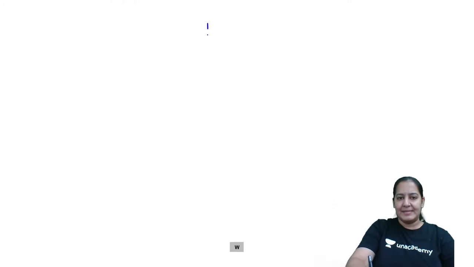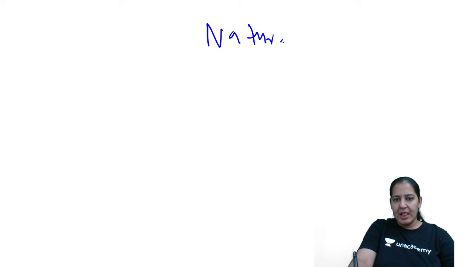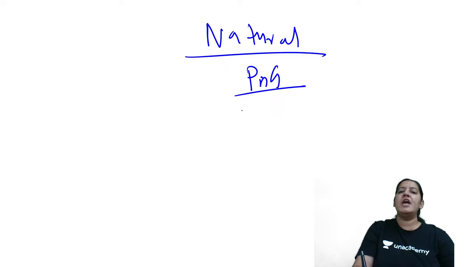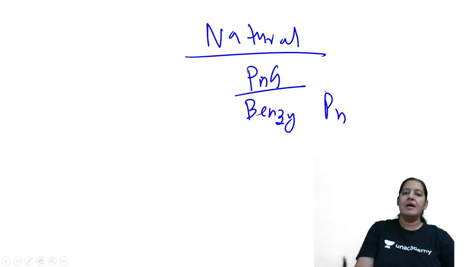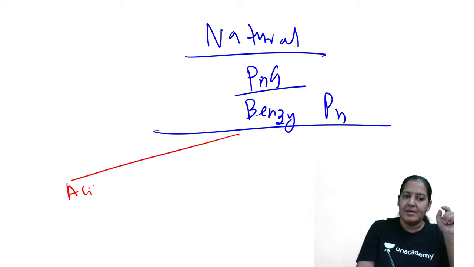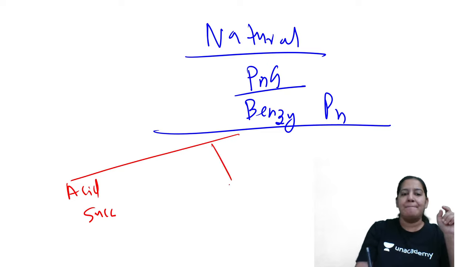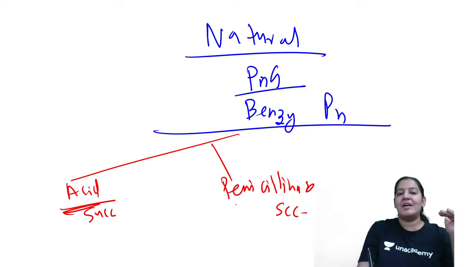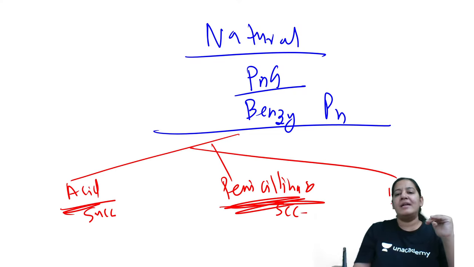So natural penicillin is penicillin G, or benzyl penicillin, one and the same thing. That has three problems: susceptibility to the acid, susceptibility to the enzyme penicillinase, and narrow spectrum.